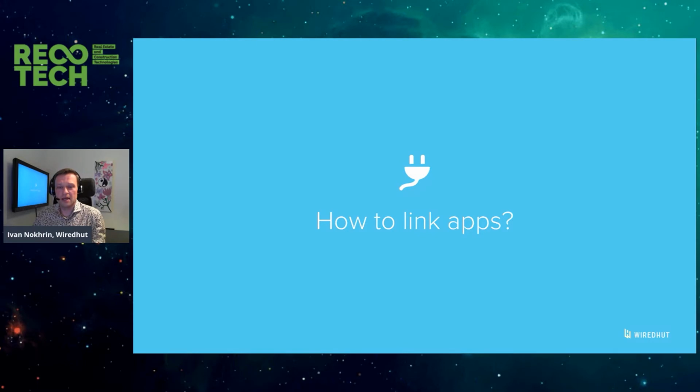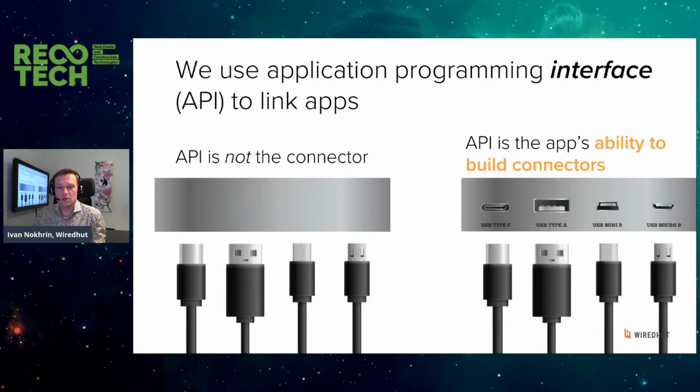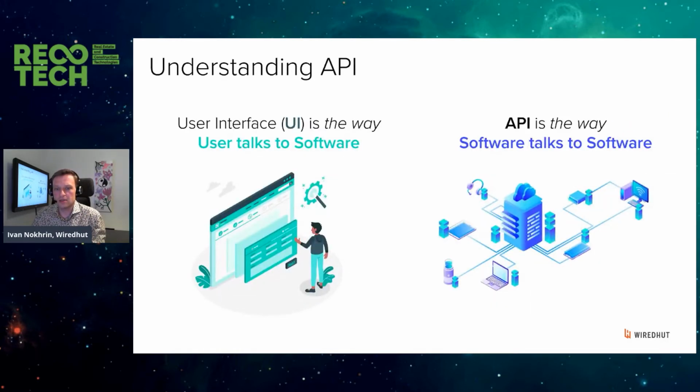So first, how do we link the apps together? We use something that we call API. It stands for application programming interface. And unlike the connector, I mean, a lot of people compare it with connectors, and it is a good analogy. But it's important to understand that API is not the connector itself, but it is the ability of an application to have connectors.